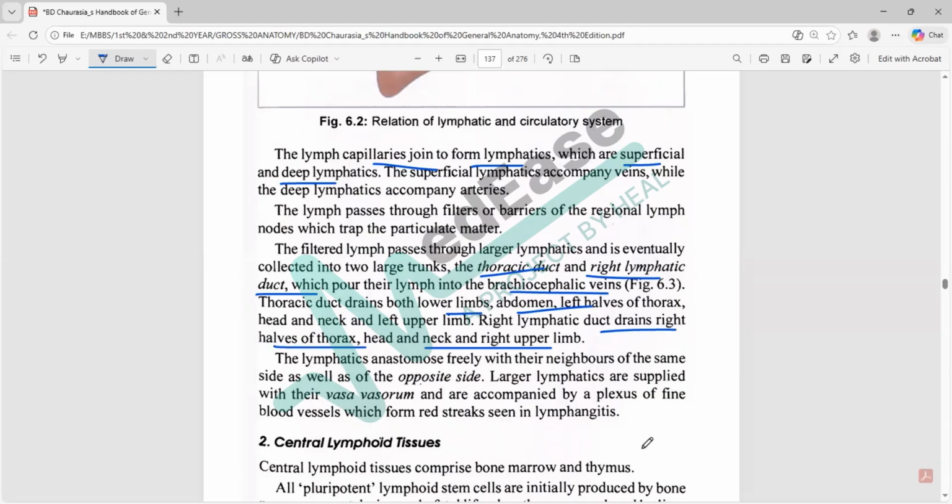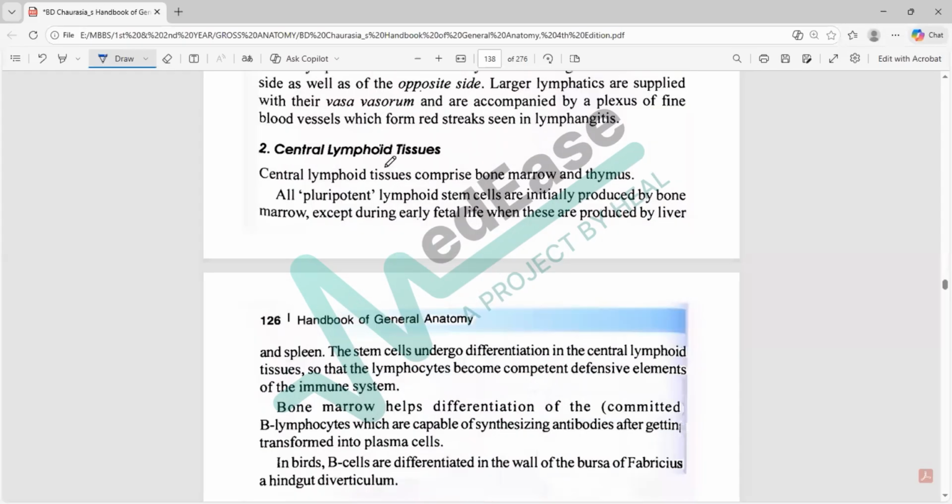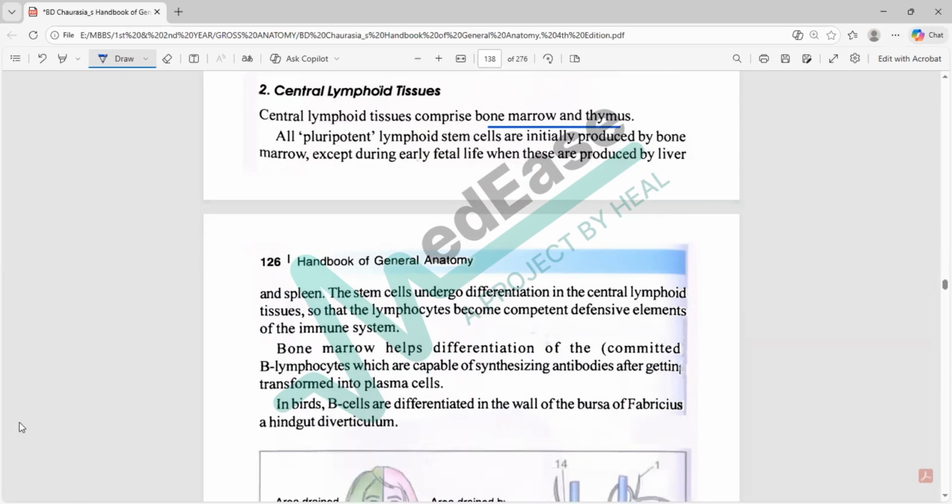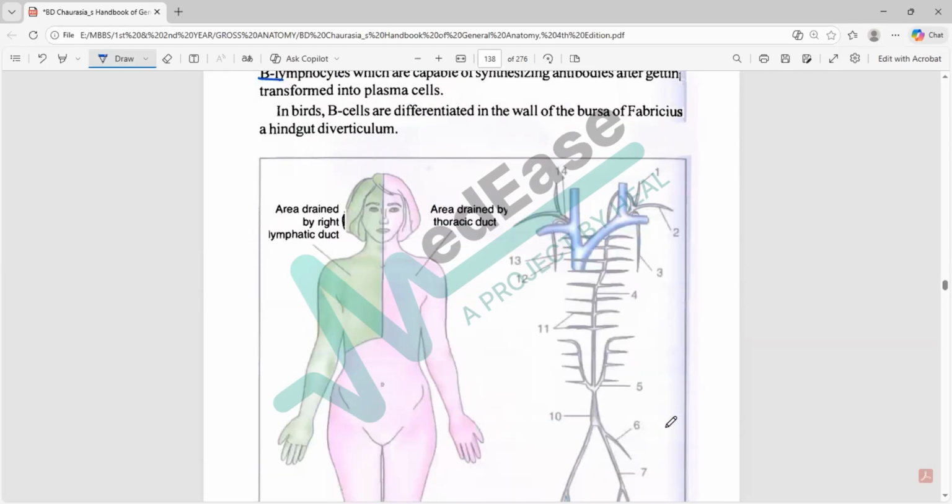Now, when we talk about the central lymphoid tissues, we need to remember this comprises only the two main organs which are involved in the development of the lymphocytes, the bone marrow and the thymus. As we have already discussed, there are two main types of lymphocytes, the B and the T lymphocytes. And as the name suggests, the B will be mainly developing in the bone marrow, whereas the T will be developing in the thymus respectively. This is the diagram of the area being drained, which we have already discussed.